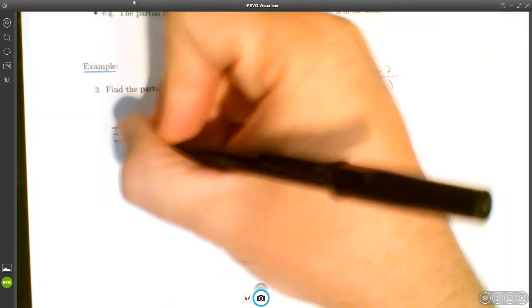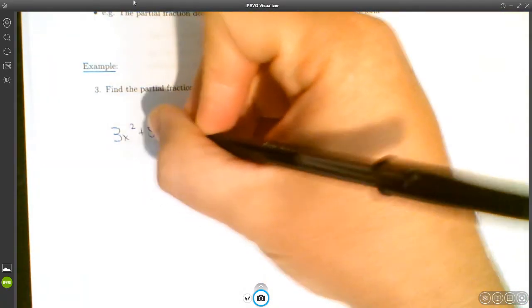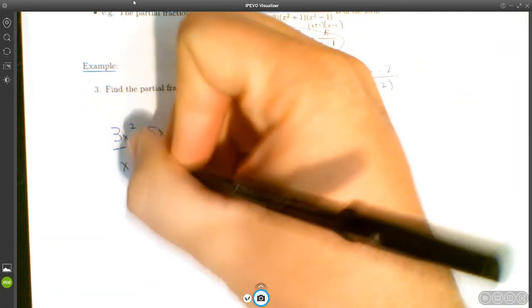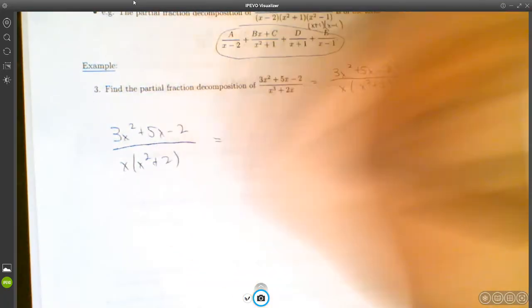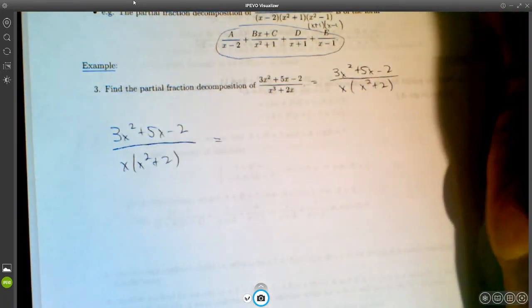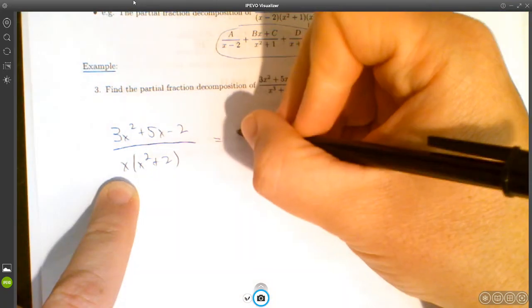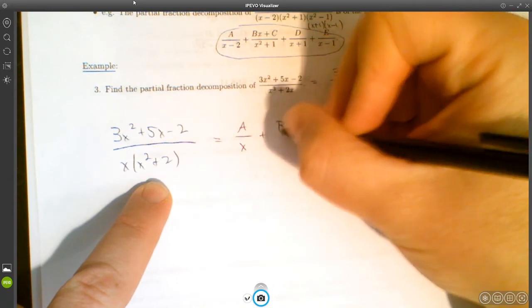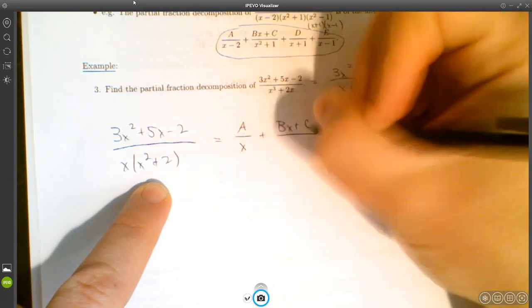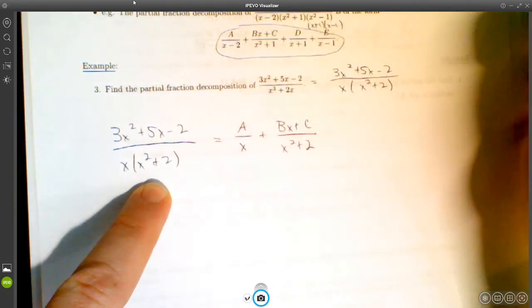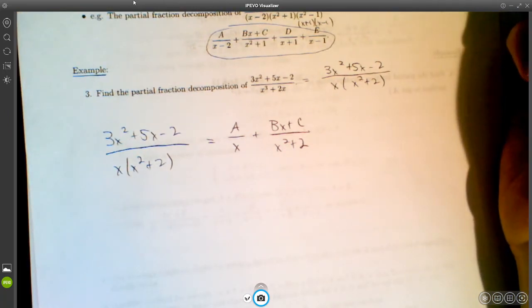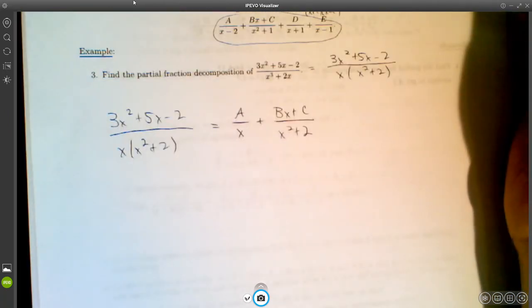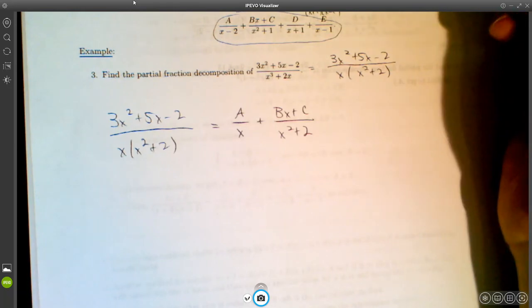So that means that the partial fraction decomposition is going to look like this. For x, we're just going to have an A over x. For x squared plus 2, we're going to have a Bx plus C over x squared plus 2. Okay? And then that's that. So we want to solve for A, B, and C.